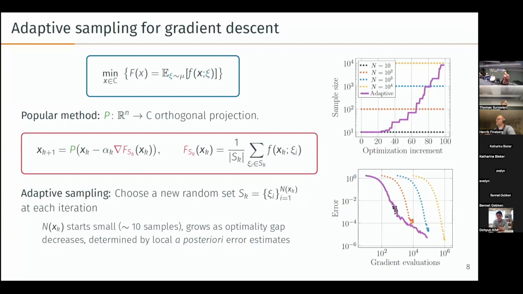sources of error, one coming from the variance in the gradients that we're computing, and the other source of error is really just how close we are to solving the problem, the optimization error. So the sample size will grow. We'll decide how to change it based on a posteriori error estimates. And we'll show that if you use a fixed step length, then you would recover the rates of convergence equal to the rates of convergence of the underlying deterministic algorithm.